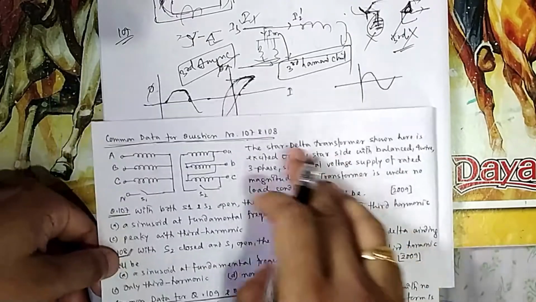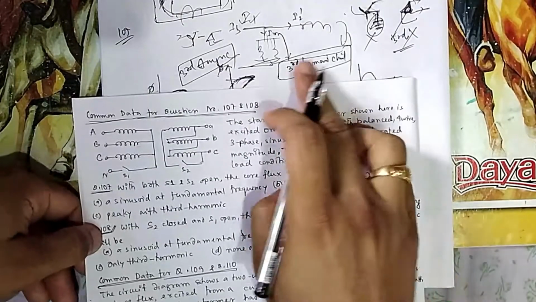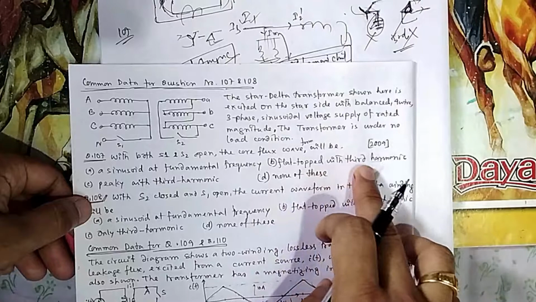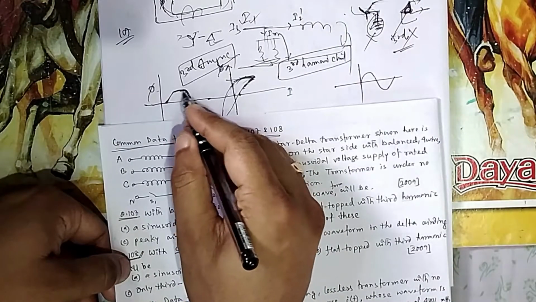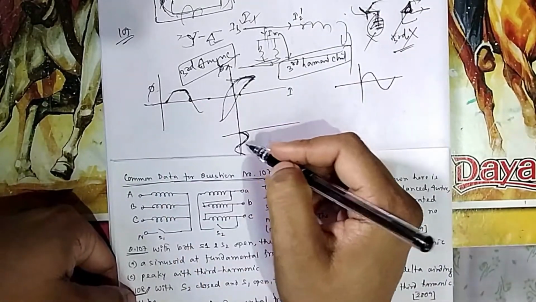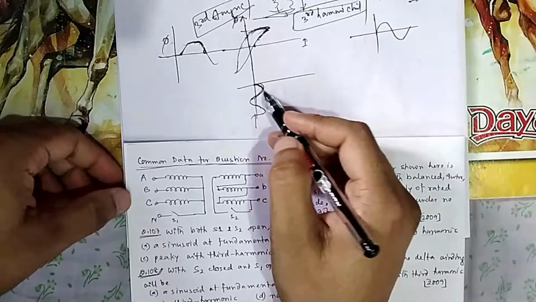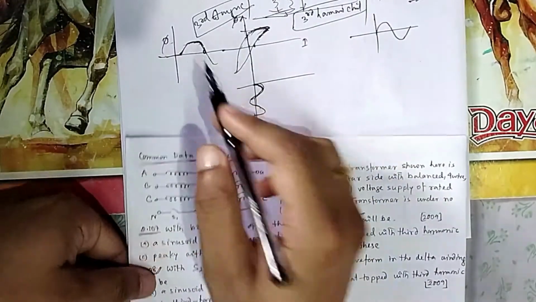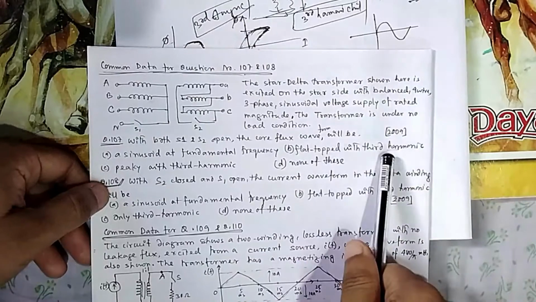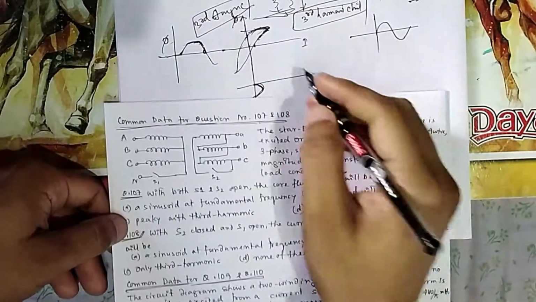That is the core flux, not the current. Current will be sinusoidal because there is no third harmonic, but the flux will be flat topped, because of this third harmonic. So it will be flat topped with third harmonics. That means your option B.